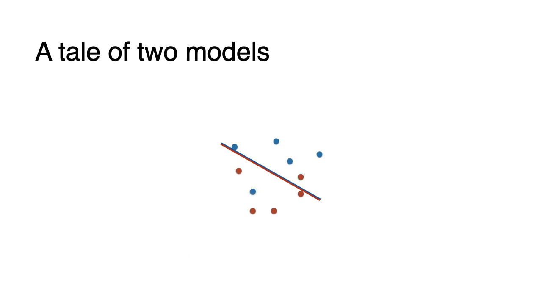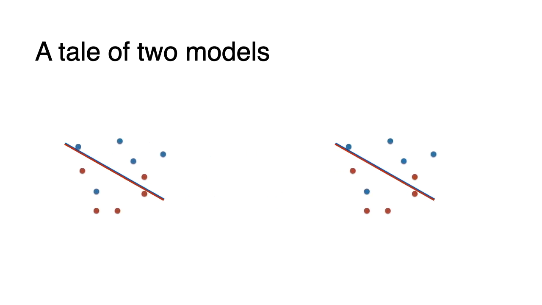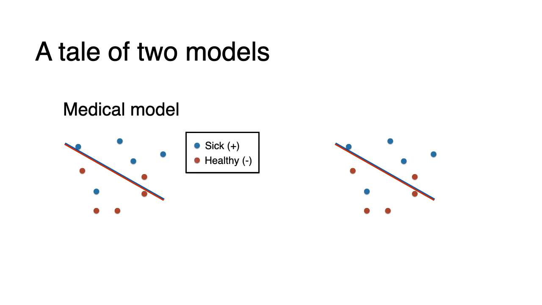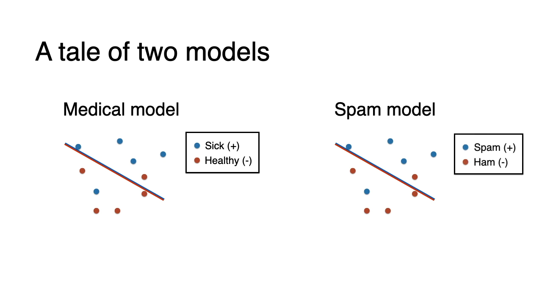Now let's think of these two different examples for the same type of model. The model on the left will be a medical model where the positive points are the sick patients and the negative points are the healthy ones. And the model on the right will be a spam detection model where the positive points are the spam messages and the negative points are the good messages, or non-spam, also called ham.